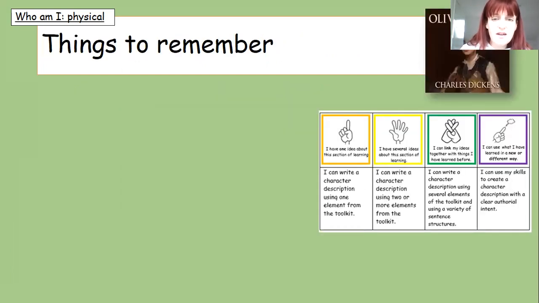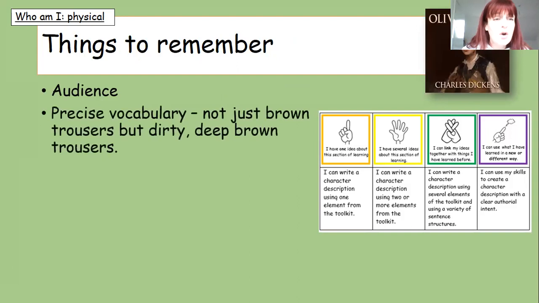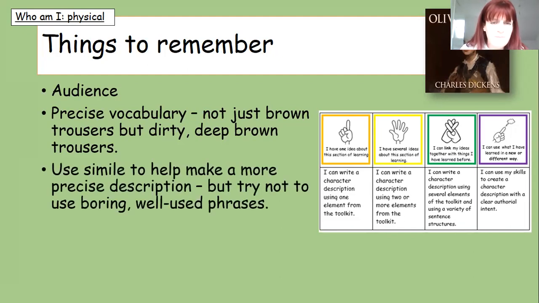Okay, these are the last things to remember. Just a quick recap, and I will come back to this again at the end of the lesson. Audience, precise vocab. So if you're working at uni, you might say he's wearing brown trousers and a grey top. But if you're working at multi or relational, you need to be expanding that and using more description than just brown trousers, but dirty brown trousers or dirty deep brown coloured trousers.